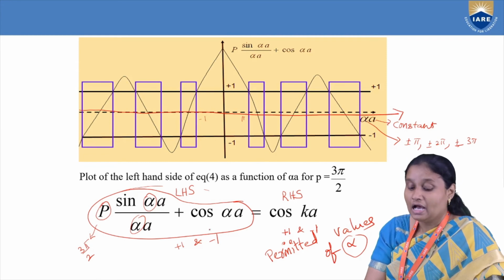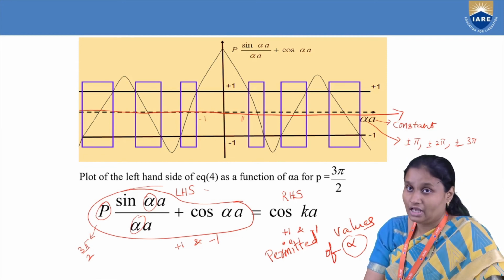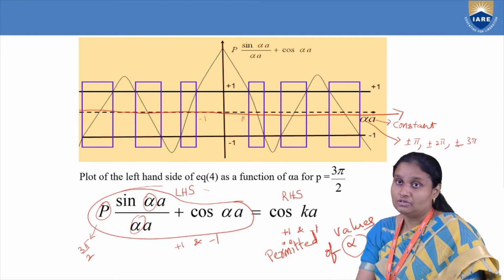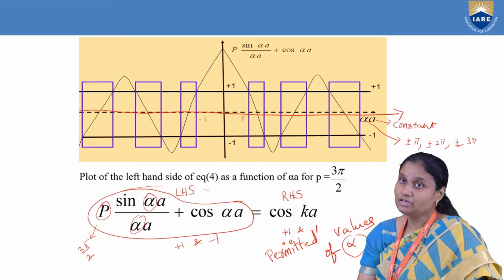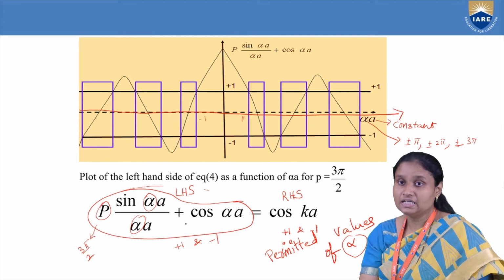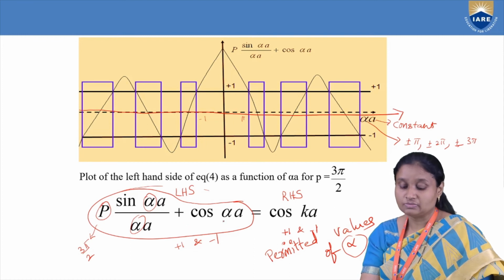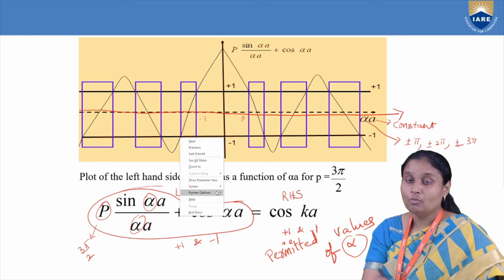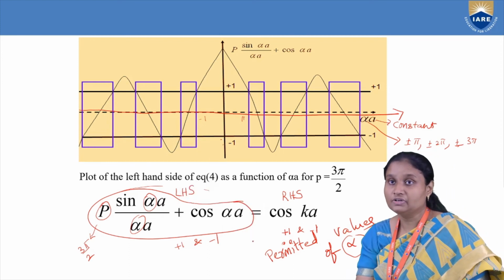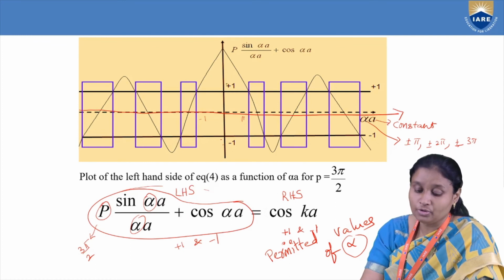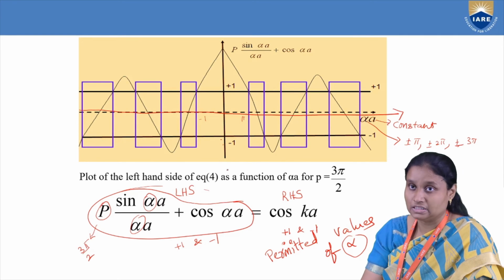So here, after plotting this graph, I am getting permitted values of alpha and unpermitted values of alpha. What are permitted values of alpha? If I substitute those permitted values of alpha, the left hand side of this equation will be between +1 and -1. What are unpermitted values of alpha? For these values of alpha, what will happen? The value of this left hand side will go beyond either +1 or -1.